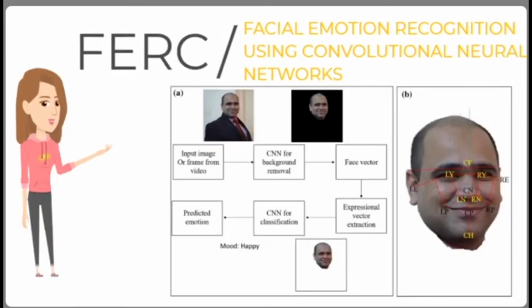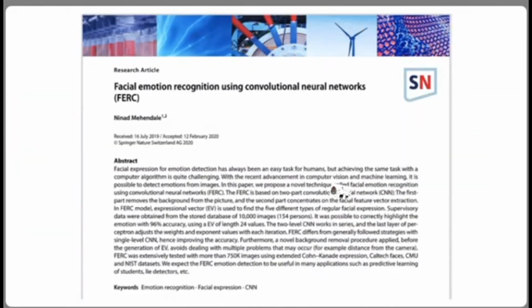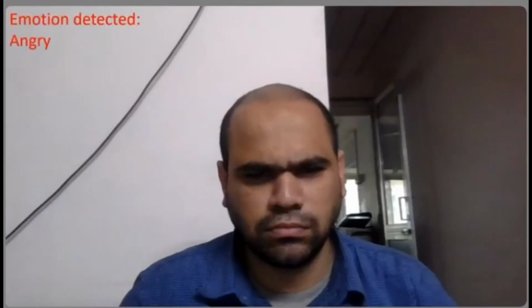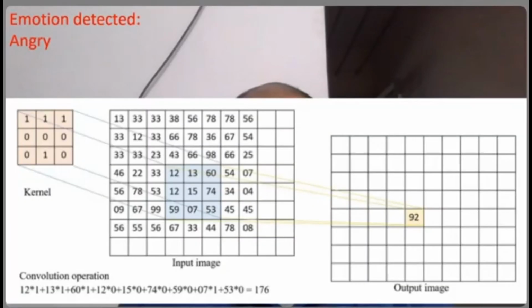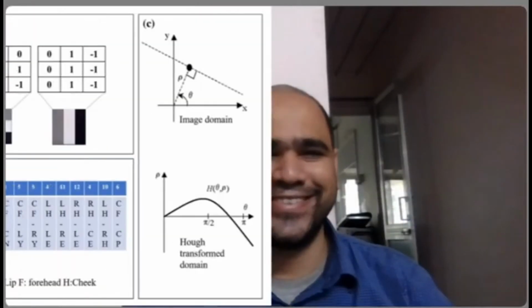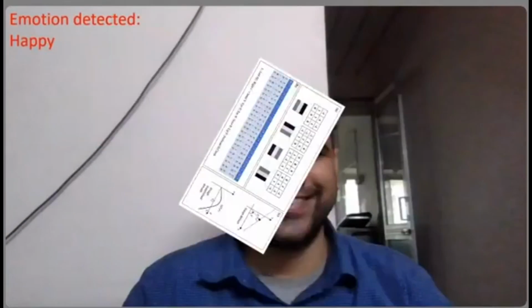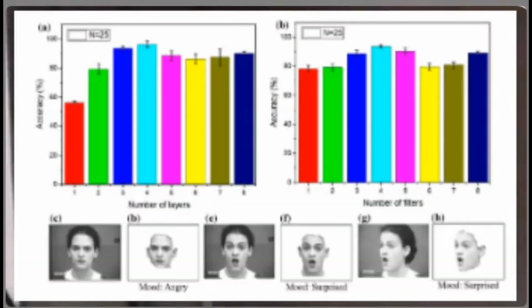FERC stands for Facial Emotion Recognition Using Convolutional Neural Network, the process of automatically recognizing emotions based on the facial expression of a person. There are 5 types of emotions FERC can recognize: happy, sad, angry, surprised, and feared.